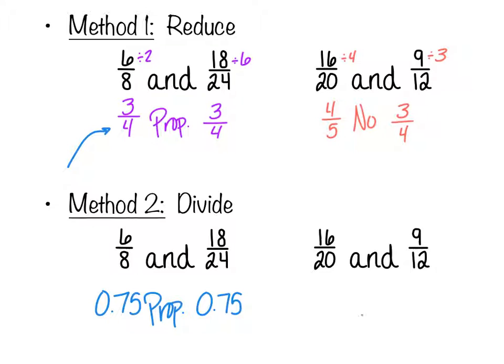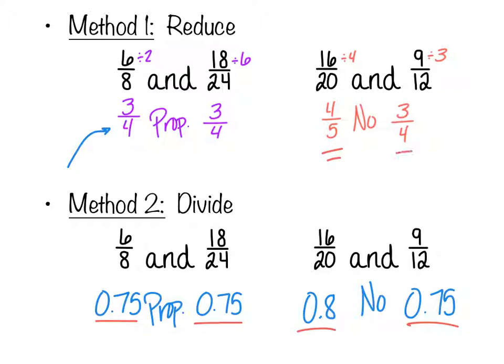And then, obviously, these are going to be not proportional, but to show our work, we could do 16 divided by 20, which is 0.8. And we could do 9 divided by 12, which is 0.75. So they're not proportional because they give you two different decimals. Either way, we have a way that we can show our work by writing down what the decimals are equal to, or you can write down what the fractions reduce to.